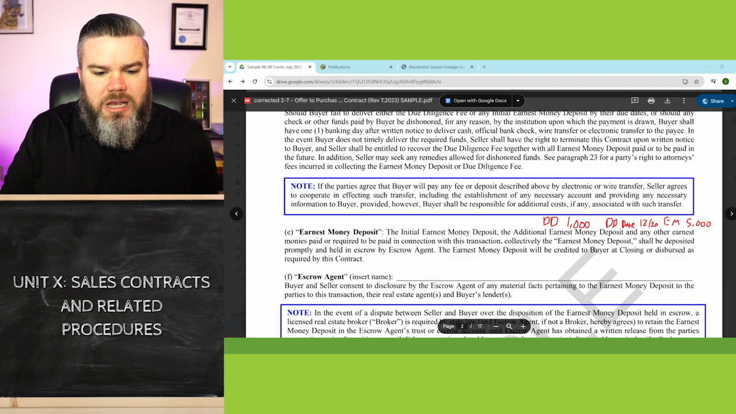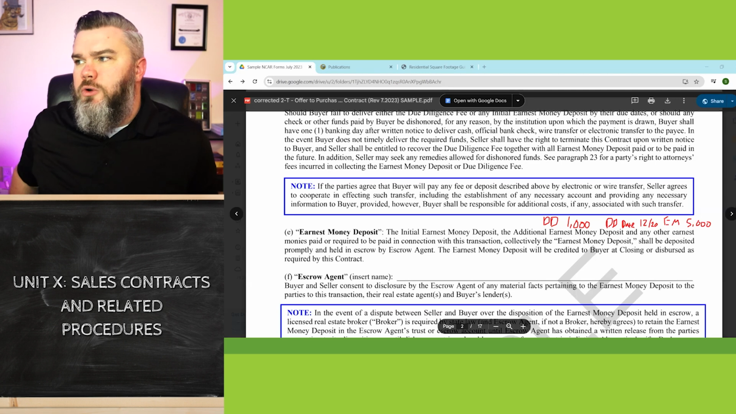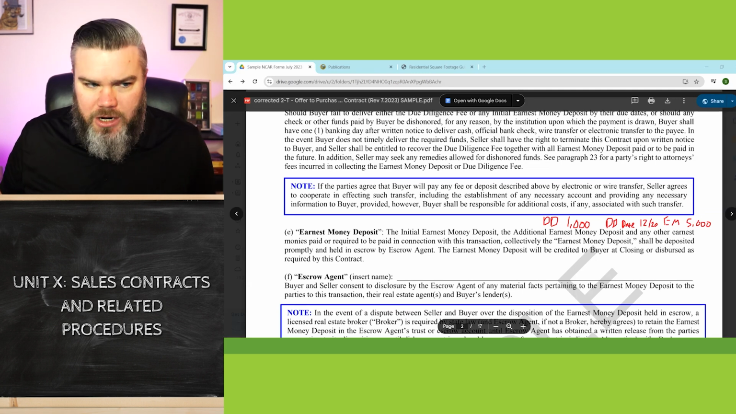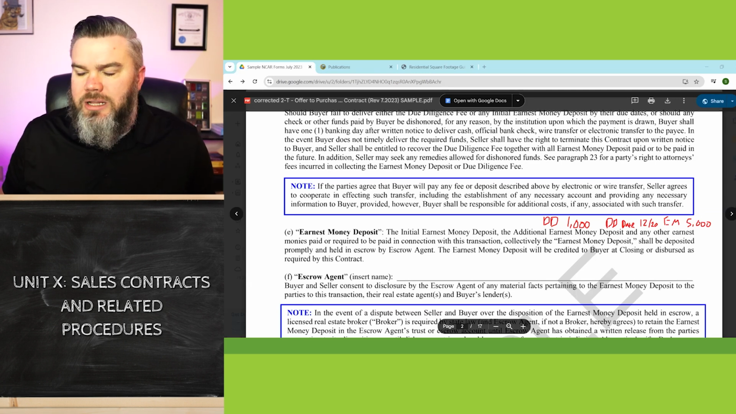So I'm going to make sure we're all on the same page here, folks. If we terminate during our due diligence period as a buyer, what monies are we entitled to get back?